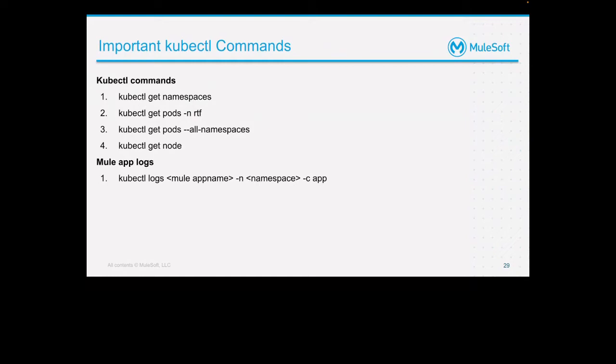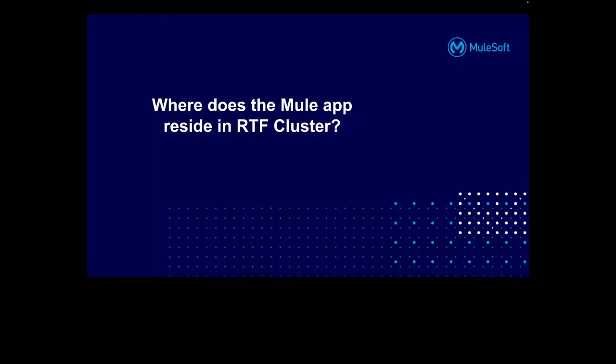These are some useful commands. Once you have deployed, you'd want to check where it is deployed. You'd want to look at the logs, see your pod, see the application that has been deployed, and view the logs. So these are some useful commands which you can use on your RTF cluster. In our case, it will be a GKE cluster, a Kubernetes cluster.